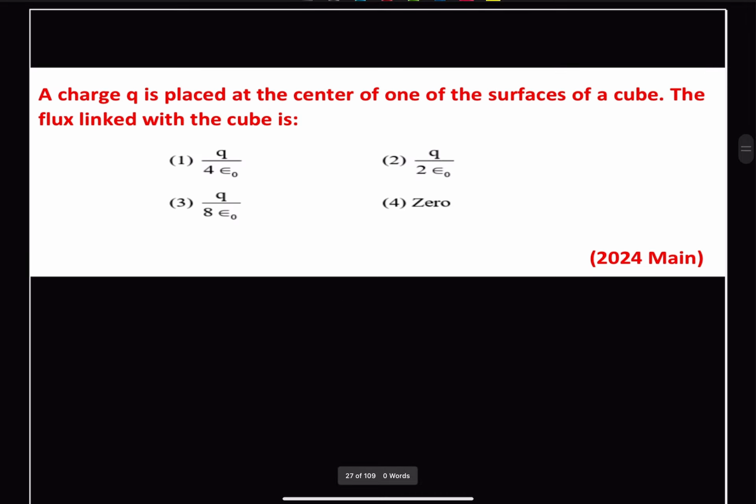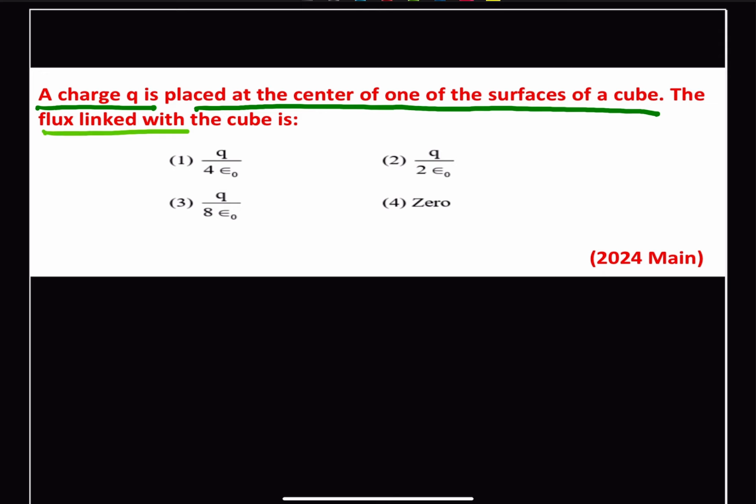We are given a charge q is placed at the center of one of the surfaces of a cube. The flux linked with the cube is. So this is a little bit tricky, in the sense that obviously we want to use the Gauss law. But Gauss law is about the charge enclosed by the Gaussian surface, but it says that the charge is placed at one of the surfaces of the cube.